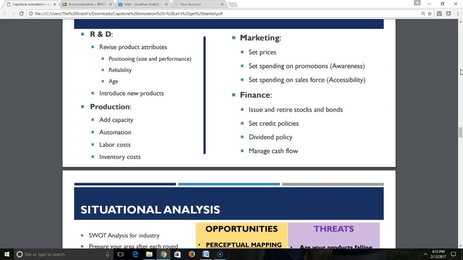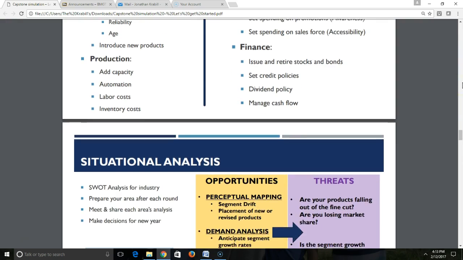Marketing, set prices. We want to make sure that our prices are going to be relevant to the marketplace. We want to be able to allocate money towards advertising awareness and also our sales force. And then lastly, finance. After everybody's made their decisions and the strategy's been set, it's your job to find out where that money is going to come from. Whether it's for managing cash flow, what your dividend policy might be, issuing returns, or if we need more capital, how are we going to get that? Maybe it's through selling more stock, issuing more bonds as well. So there's going to be a lot of different things as we go through this process.